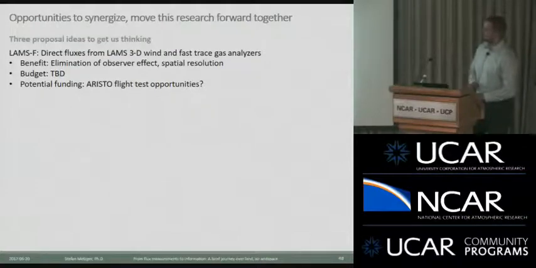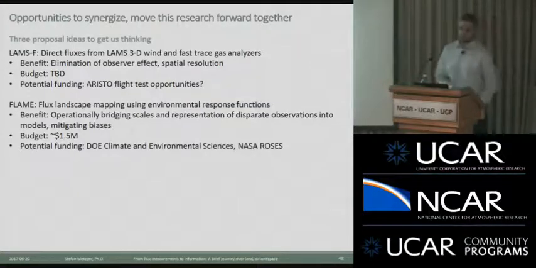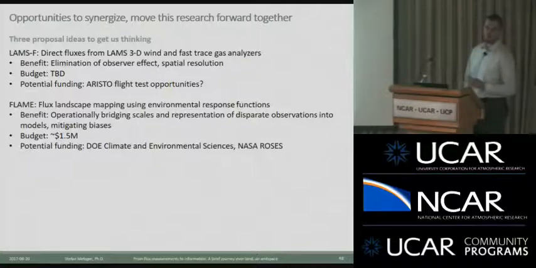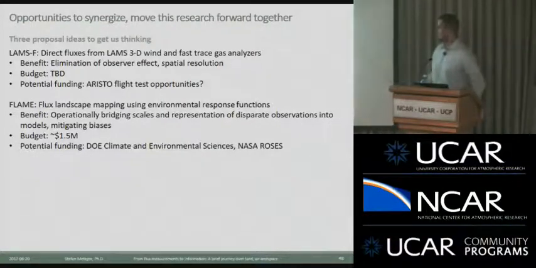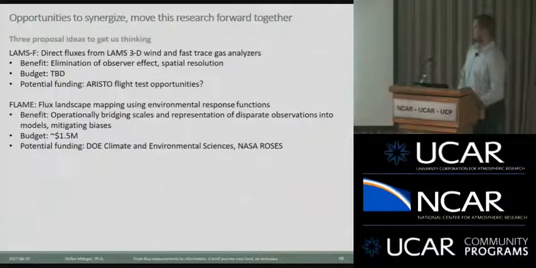The other 2 value propositions that I have are much more fleshed out. I do actually have proposal drafts for that, and I'd still like to share and see if there's an opportunity for engagement. And so the next one is FLAME, flux landscape mapping using environmental response functions. The benefit is to operationally bridge scales and represent various observations and make them usable for models. We've been budgeting that together with close to 15 collaborators in the United States and the EU to about 1.5 million. And we're currently targeting DOE funding as well as NASA ROSES.